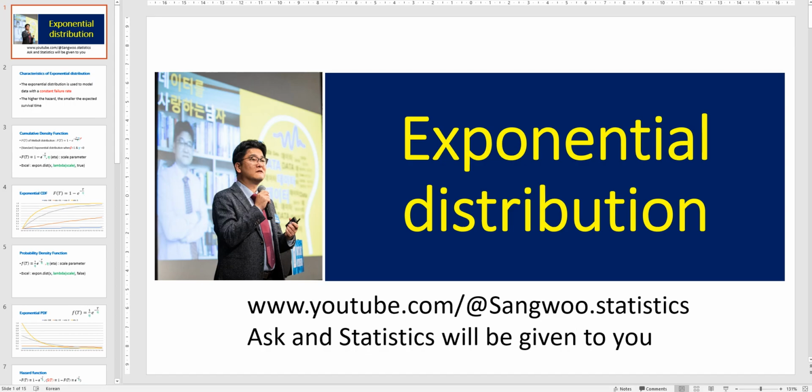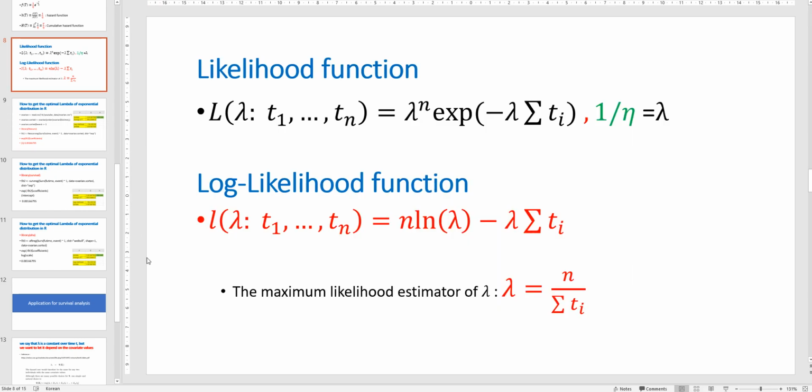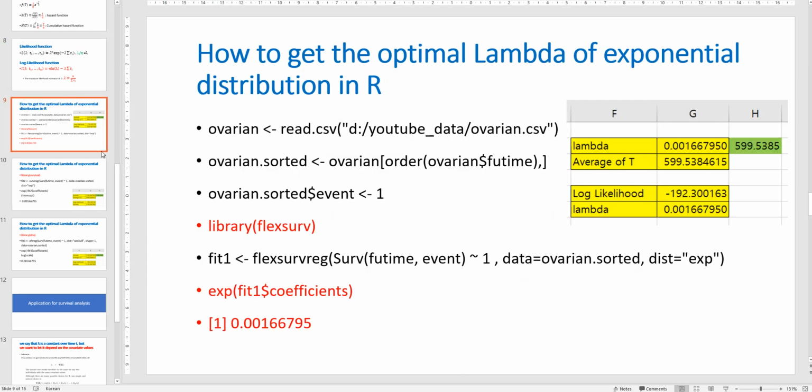I'm Sangwoo Kim. In the previous video, I showed you how to get the optimal lambda of exponential distribution by using Excel. So, the most important thing to get optimal lambda was to understand the log likelihood function, right? Then we were able to get optimal lambda by using this log likelihood function or this formula, lambda hat equals n over the sum of ti.